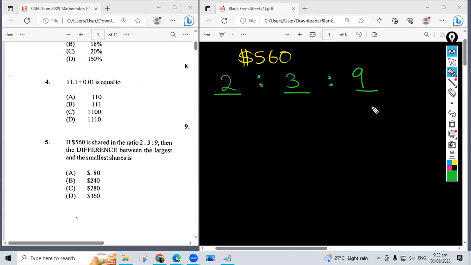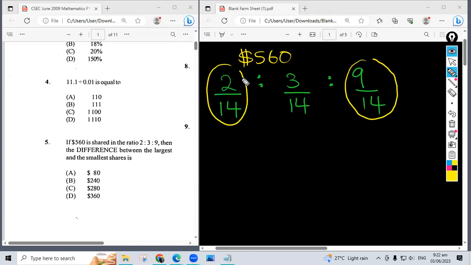You add up, right? You add up all the values. Great. So 2 plus 3 is 5, 5 plus 9 is 14. So the denominator is 14. Obviously, 9/14 is the largest portion and 2/14 is the smallest portion. So what we're going to do is find 2/14 of 560, and then find 9/14 of 560. So we'll get the largest share and the smallest share.